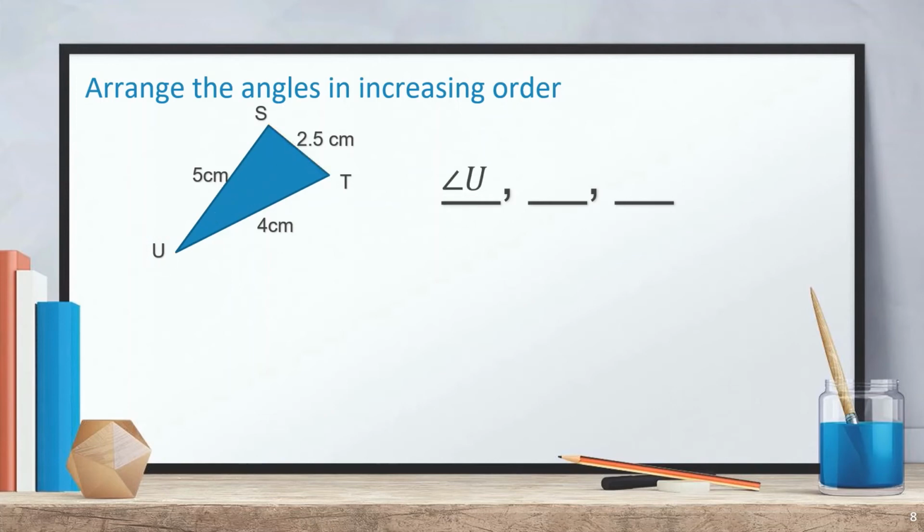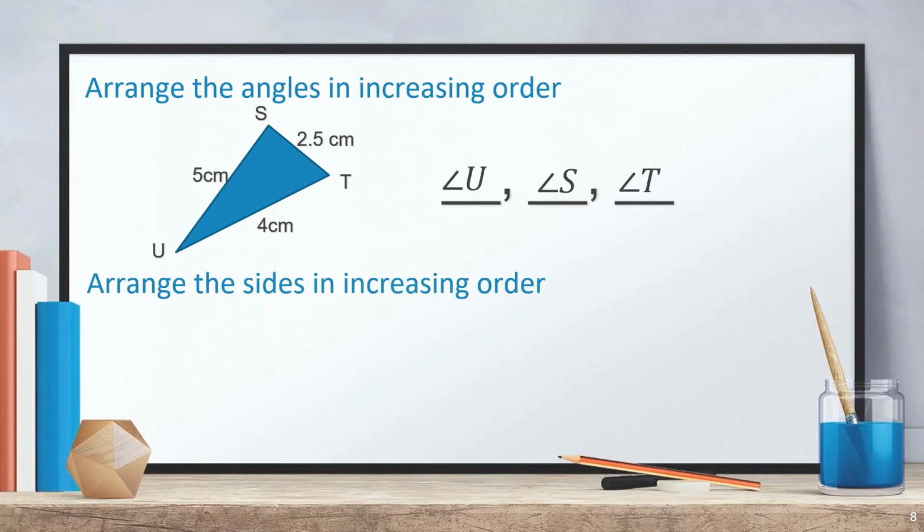Okay? Now, identify muna natin yung longest side. What is the longest side? Okay, based on the measurement, longest side is side SU. And opposite the longest side is the largest angle. What is now the largest angle? Correct, it is angle T. Okay, so dito natin ilalagay since it is the largest angle. And then, sa gitna, ilalagay natin yung medium size na angle, which is angle S. So, in increasing order, we have angle U, angle S, and angle T.